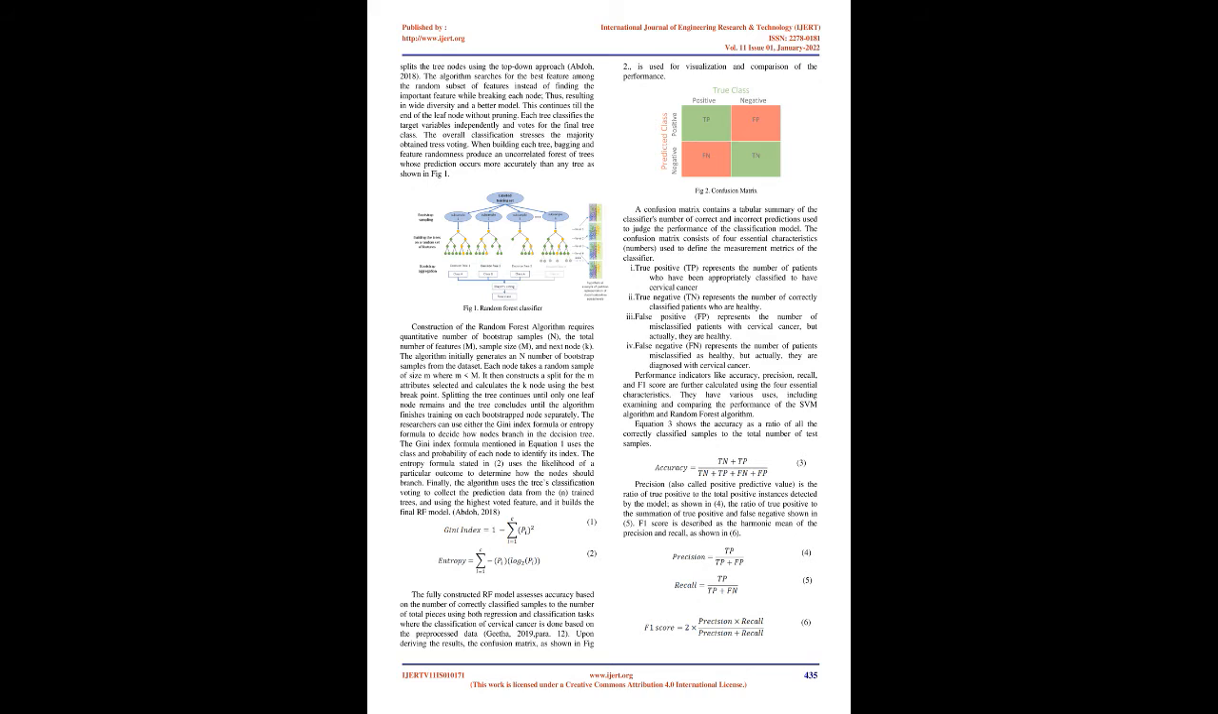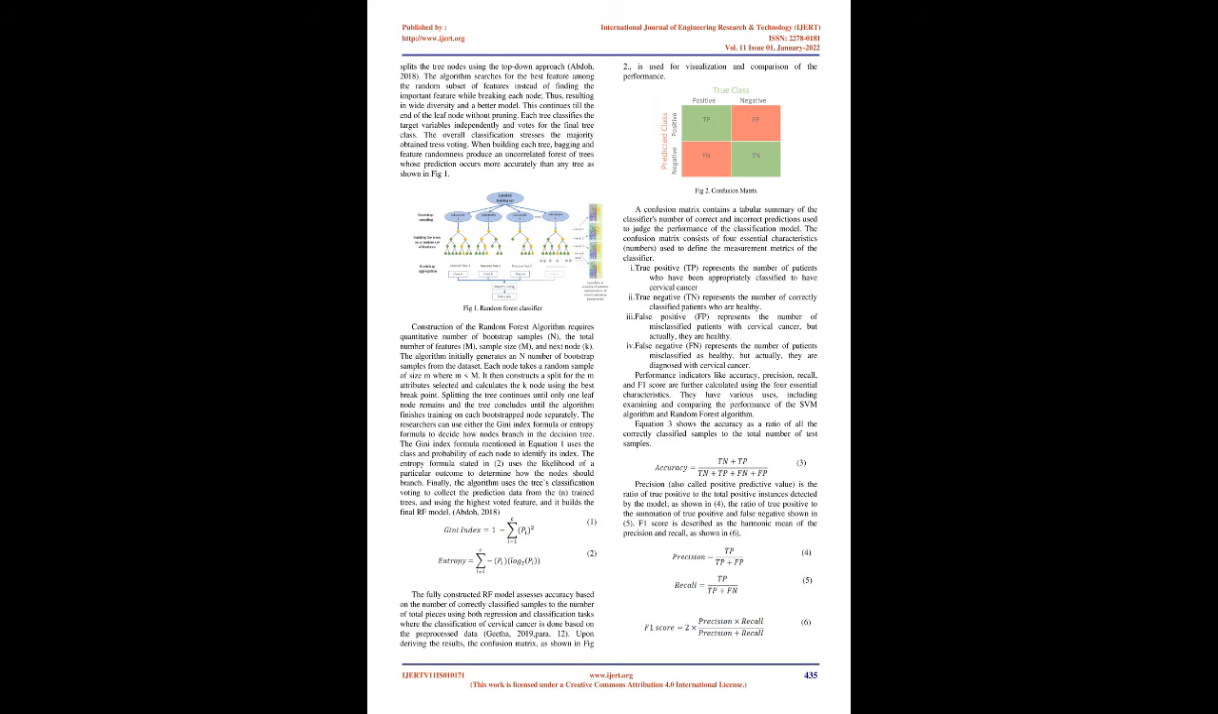The Gini index formula, mentioned in equation 1, uses the class and probability of each node to identify its index. The entropy formula, stated in equation 2, uses the likelihood of a particular outcome to determine how the nodes should branch. Finally, the algorithm uses the trees' classification voting to collect the prediction data from the n trained trees, and using the highest voted class, it builds the final RF model (Abdo, 2018). Fig 2 is used for visualization and comparison.